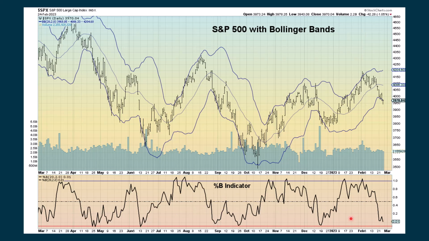The percent B is used with the Bollinger Bands. When we exceed the upper Bollinger Band, we get an extreme positive reading. When we exceed a lower Bollinger Band, we get an extreme negative reading. We can use this more for direction. When we're below the dashed line and declining, that is negative and not extreme at this time.